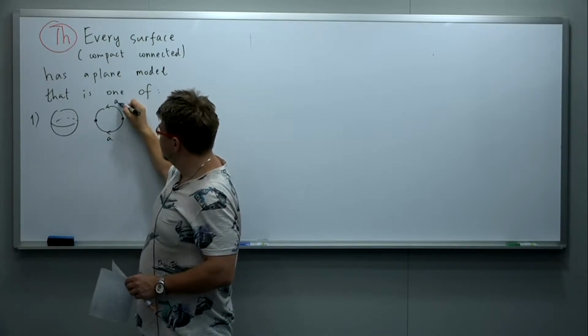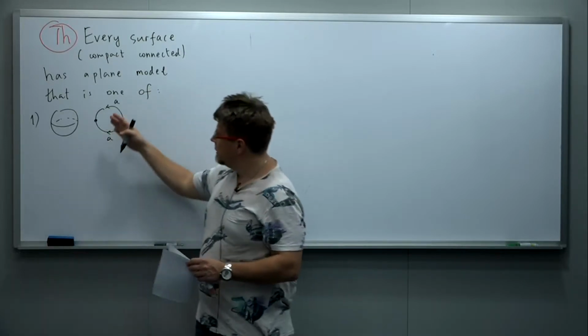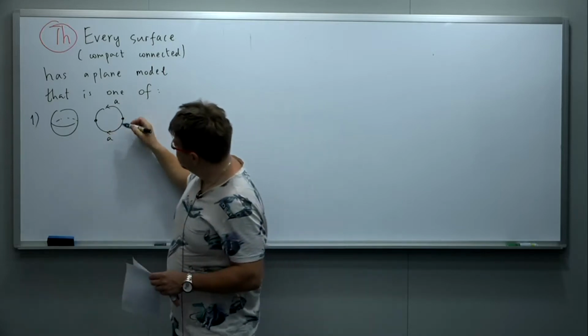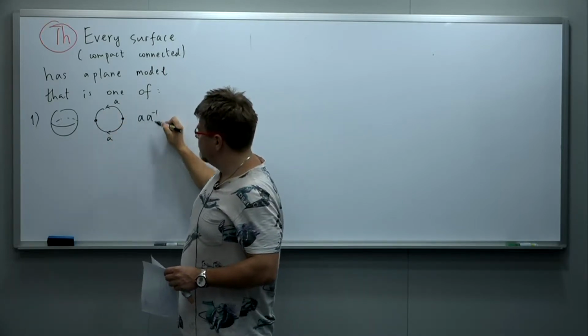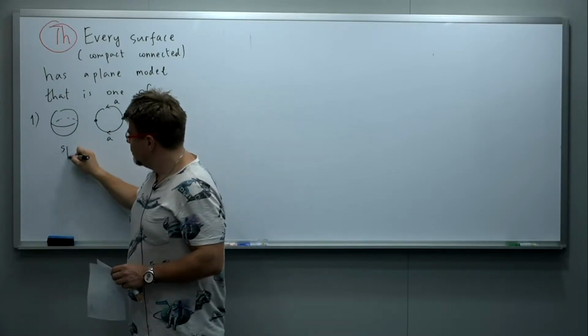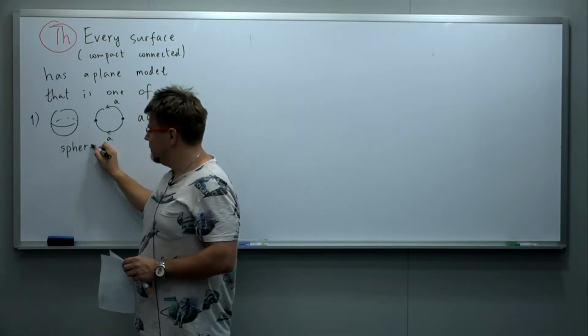So this is A, this is A. It also can be expressed by the word A A inverse. So this is just a two-dimensional sphere.